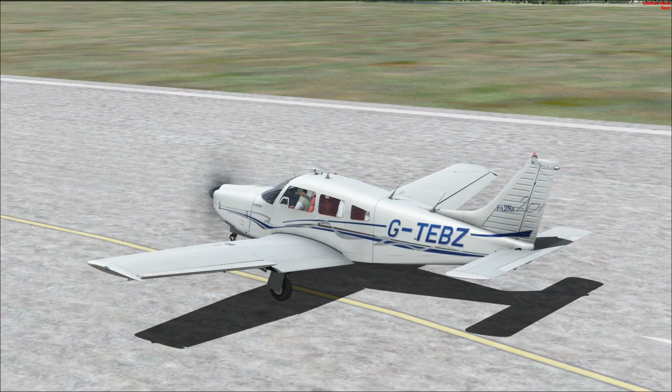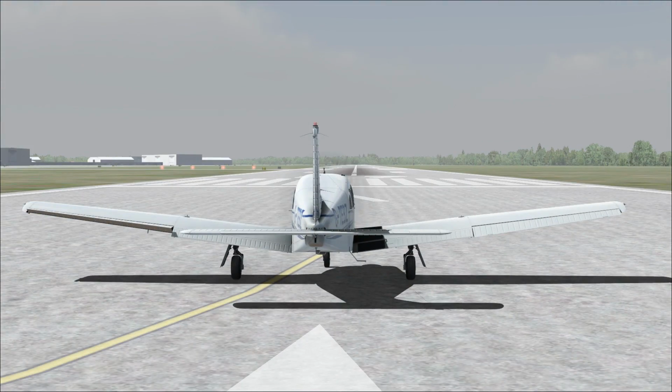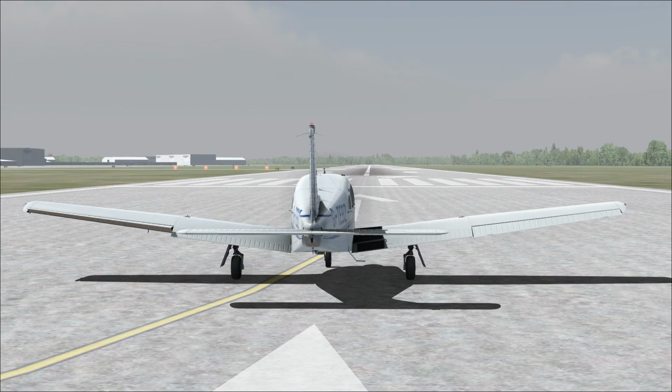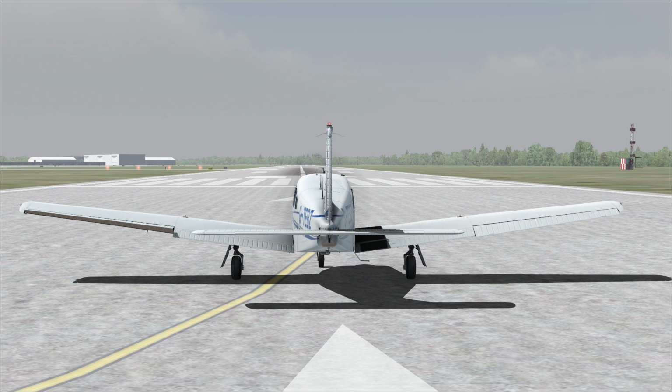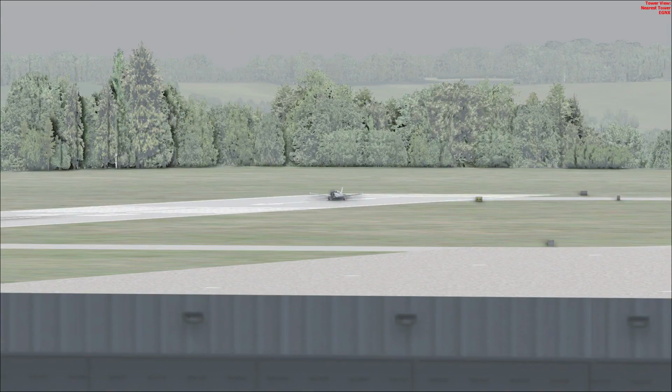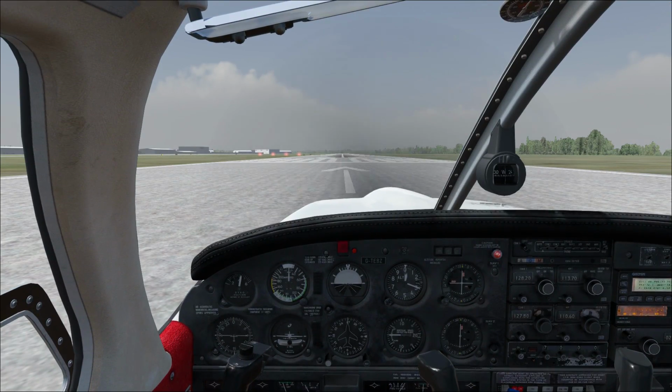So if we go outside again, this is going to turn us into the wind. The ailerons are going to turn us into the wind. The aircraft in itself is going to want to turn into the wind. So the way we counter that is we rudder in the opposite direction. So we're going to use the right rudder in the opposite direction to take us off. Fantastic.